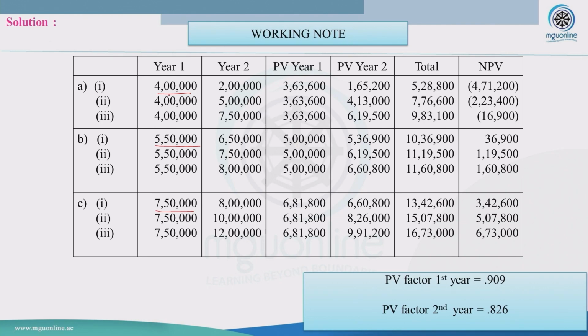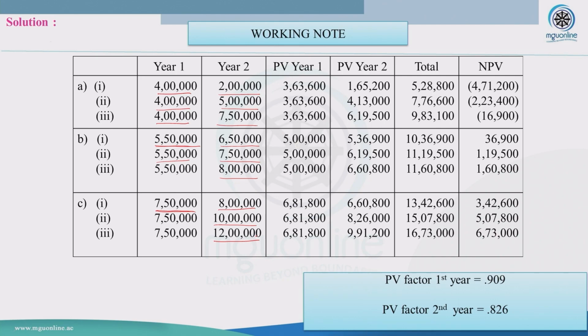Suppose the cash flow of year 1 is 4 lakh and year 2 is 2 lakh. In the second chance, it is 4 lakh, then the cash flow in year 2 will be 5 lakh. If 4 lakh, then 7 lakh 50,000. Like that, for the first year cash flow of 5 lakh 50,000, the second year may sometimes be 6 lakh 50,000, sometimes 7 lakh 50,000, and sometimes it may be 8 lakh. If the cash flow in the first year is 7 lakh 50,000, the cash flow in the second year will be 8 lakh, 10 lakh, or it may be 12 lakh.